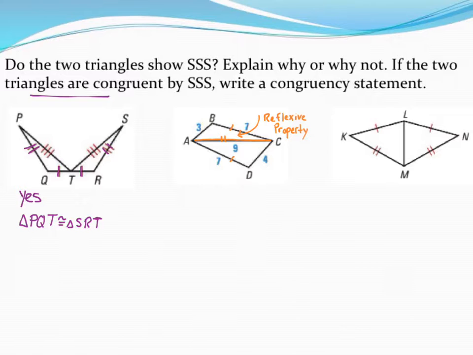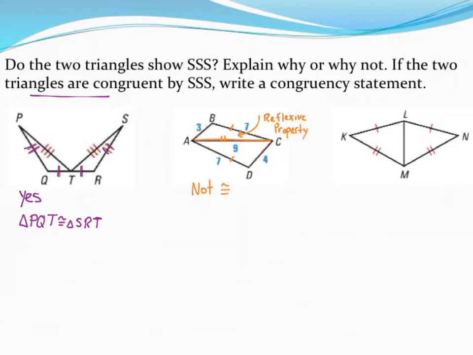However, for side, side, side, I need the third side matched up as well. And I can see that that third side is not going to match up. AB and CD are not going to be the same length. So these two triangles are not congruent. They're not congruent at all. They're definitely not congruent by side, side, side. I don't have all three sides the same length.